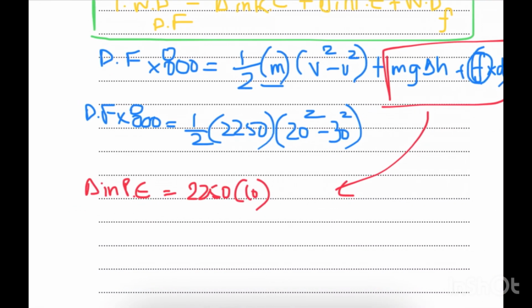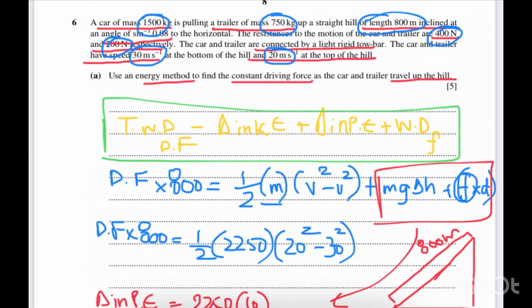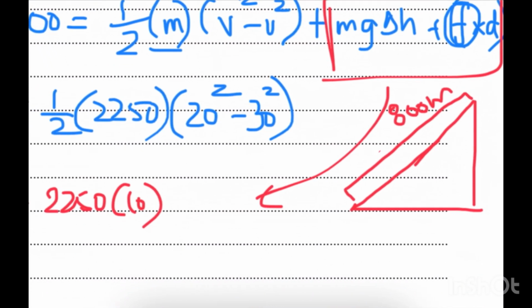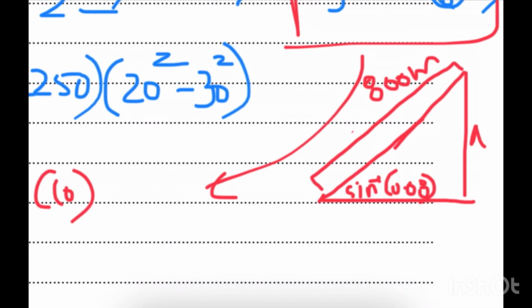Now, in order to find the change in height, we'll have to look at the hill as a right triangle. The hill's length is 800 meters, so this hypotenuse will be 800 meters. They also told us that it is inclined at an angle of sine inverse 0.8, so this angle is sine inverse 0.8. And then this perpendicular will be the change in height. Since it is going from the bottom of the hill, this is height 1 and this is height 2, so this perpendicular will be the change in height.